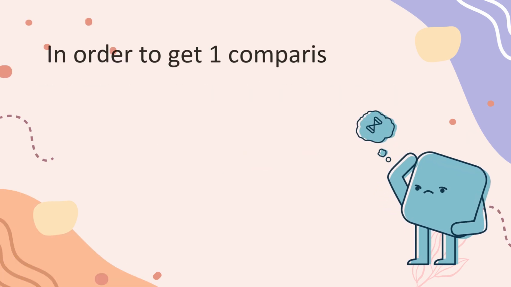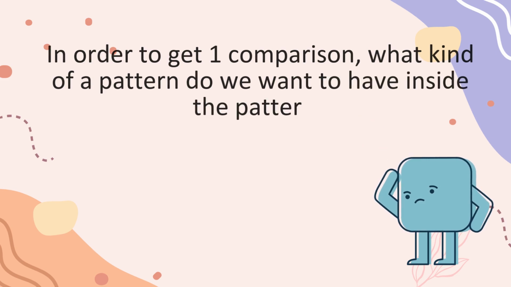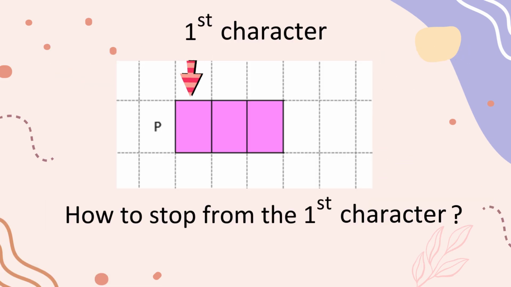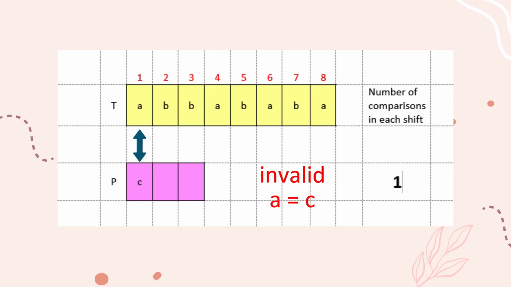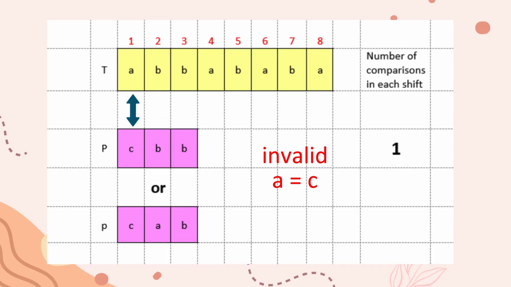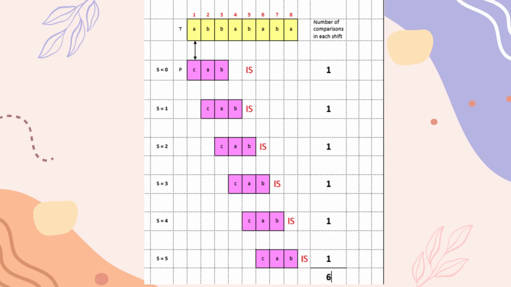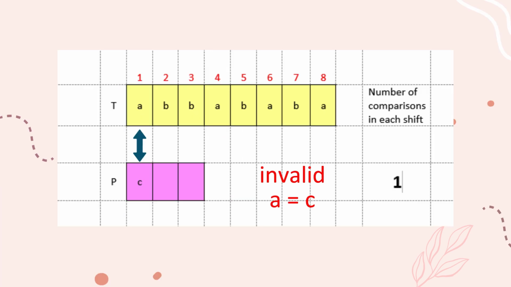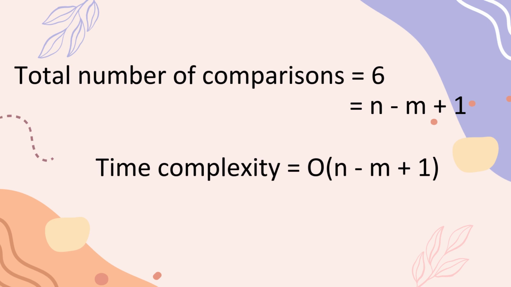In order to get that as always 1, what kind of pattern do I want to have? It means the first character should be the stopping point. How to stop at the first character? It has to be an invalid character like C. The other 2 characters may or may not be in the text. We don't care. Total number of comparisons, or total number of shifts, equals 6. The naive string matching algorithm's best case happens when the first character of the pattern does not exist in the text. Time complexity equals big O of n minus m plus 1.